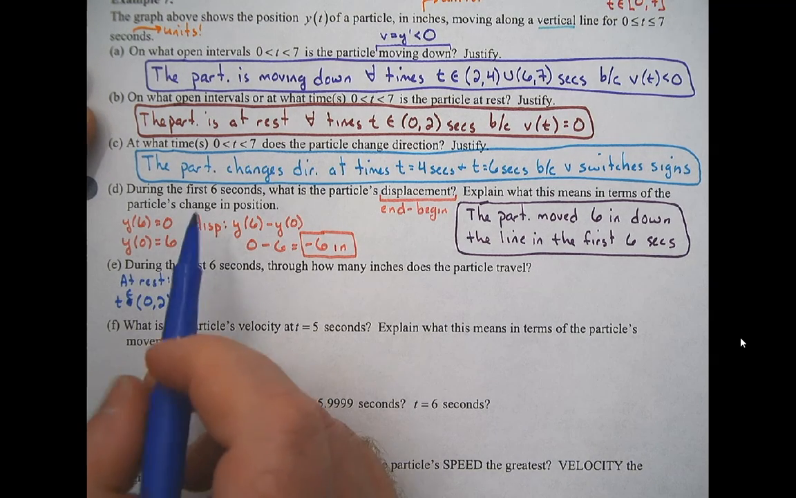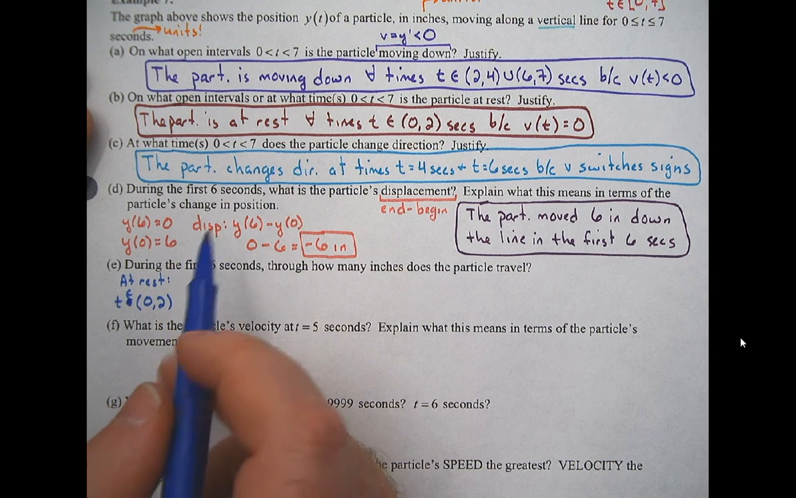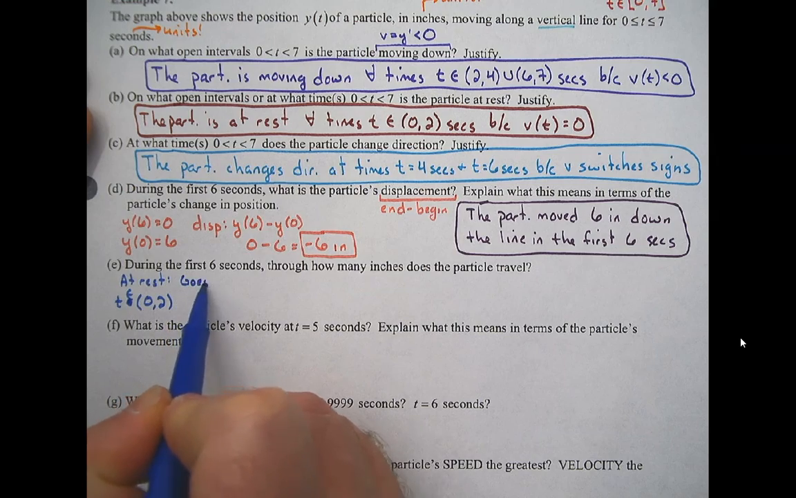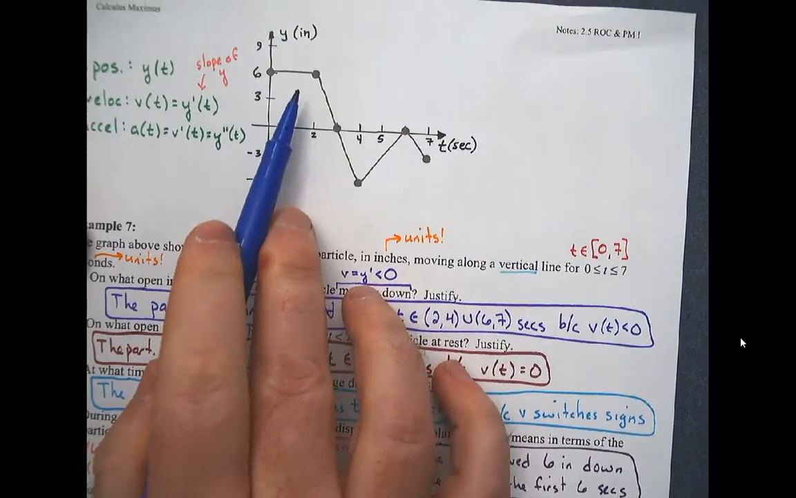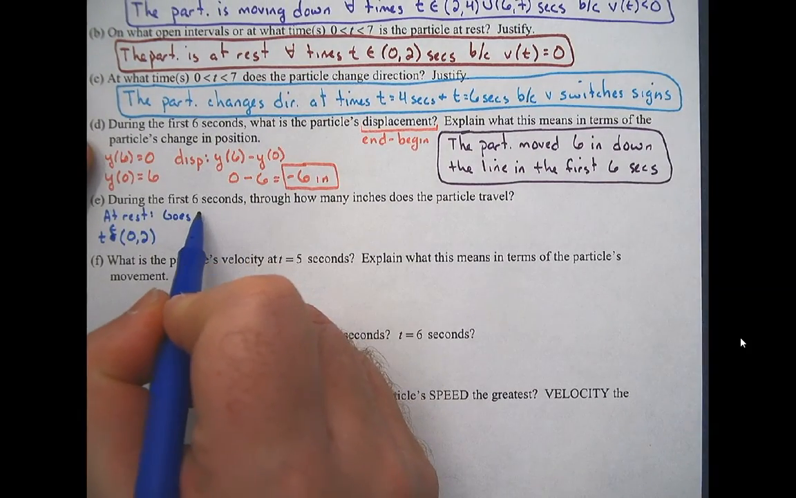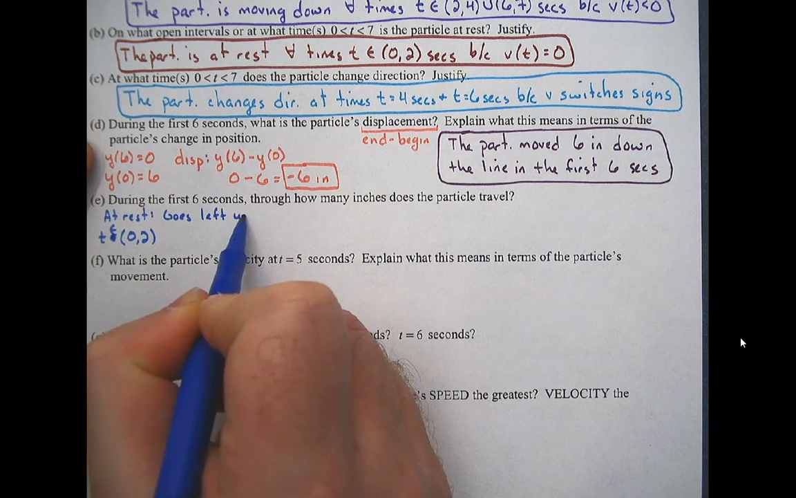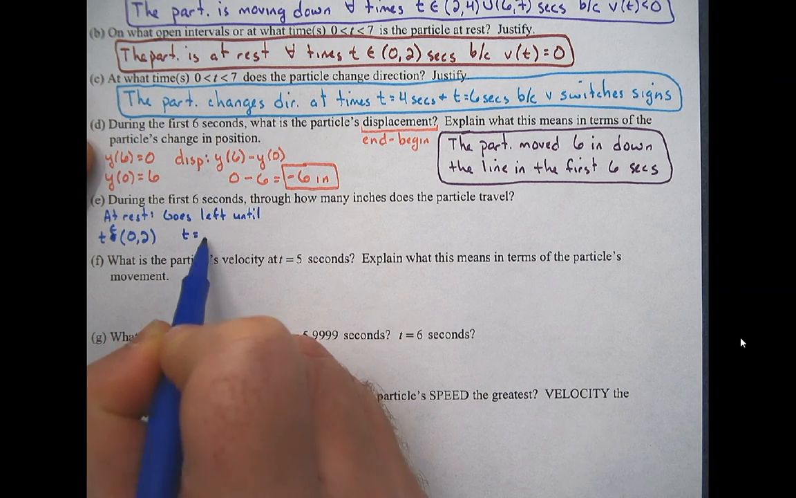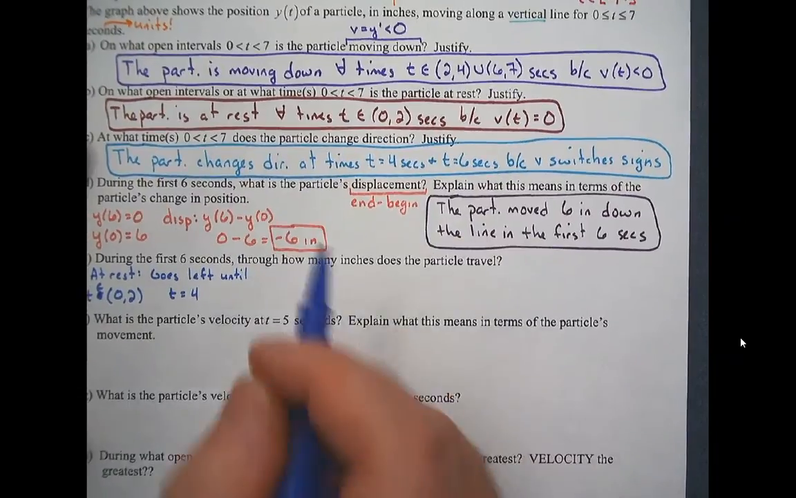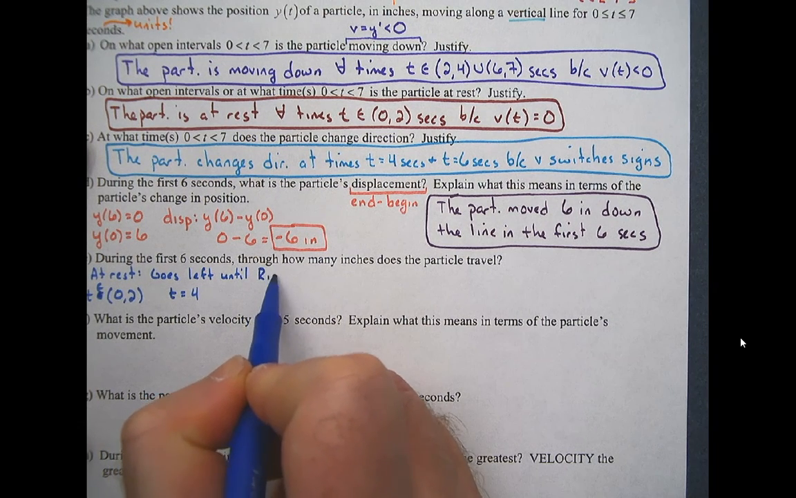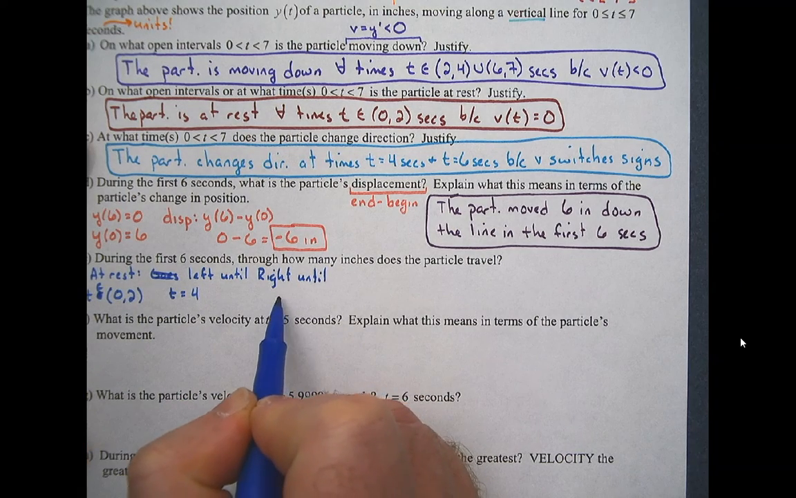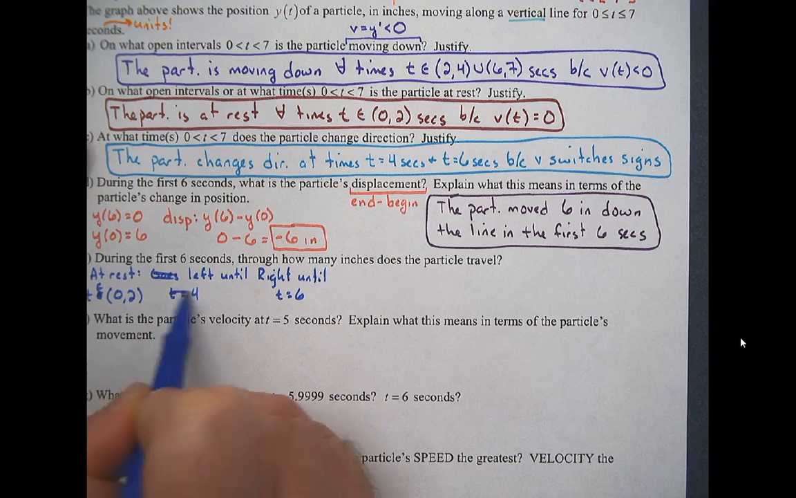My particle then starts going. What would my velocity be? My velocity is negative because these slopes are negative. So my particle goes left until t equals 4 seconds. Left, left, left, left, left. Then it goes right until t equals 6 seconds.